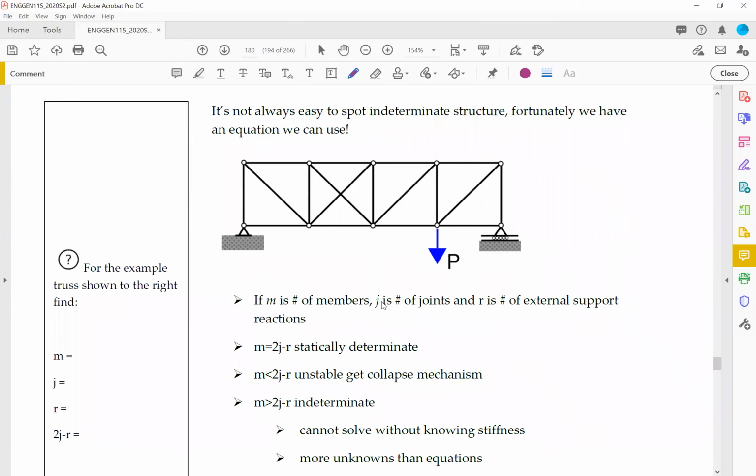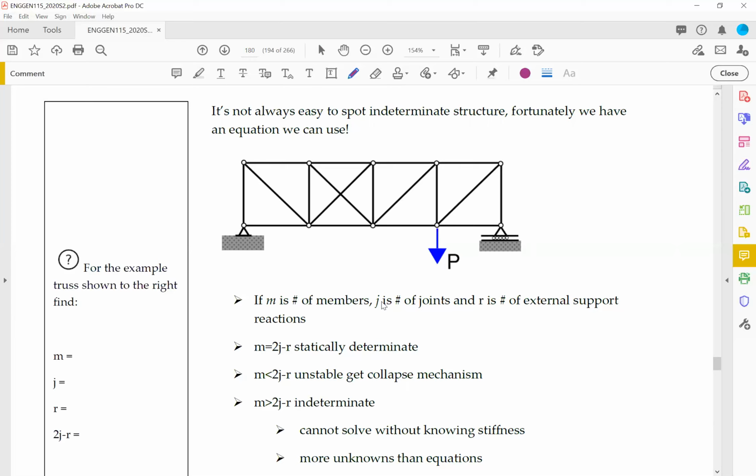Let's have a look at internal indeterminacy. So internal indeterminacy is when there are too many members inside the truss that we actually can't use method of joints, or we can't actually use just our sum of forces in the y direction and sum of forces in the x direction. Now remember, when you're doing method of joints, analyzing a truss, and we're assuming that only tension and compression exists in those members, then sum of forces in x and sum of forces in y are the only two equations we need to know.